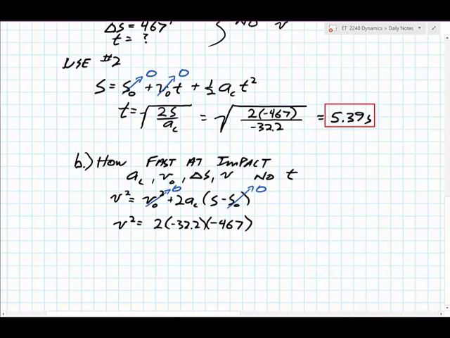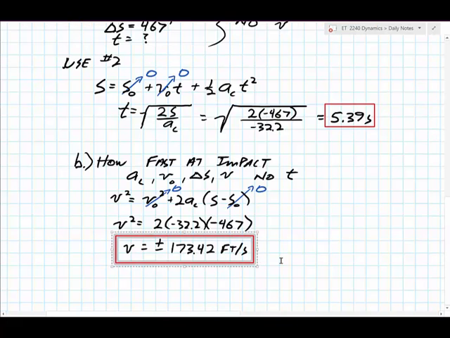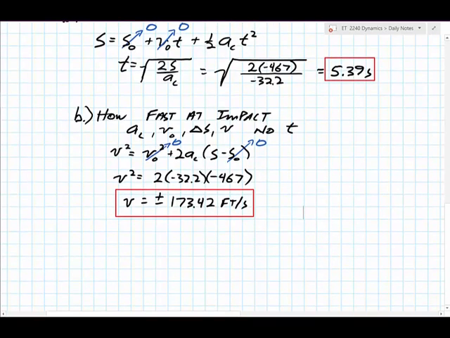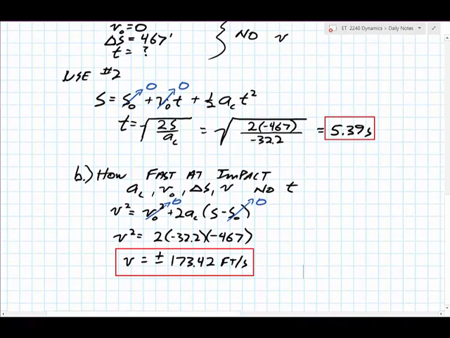And do that, and I end up with a velocity that would be equal to, since I'm doing a square root, technically I have two possible answers. It could be plus or minus 173.42 feet per second if I plugged it into my calculator correctly. And of course in this case it would be negative, because hopefully it's clear to you that the velocity would be pointing down, and we've been using down as the negative direction. So that's kind of how I use these constant acceleration equations to solve these problems.